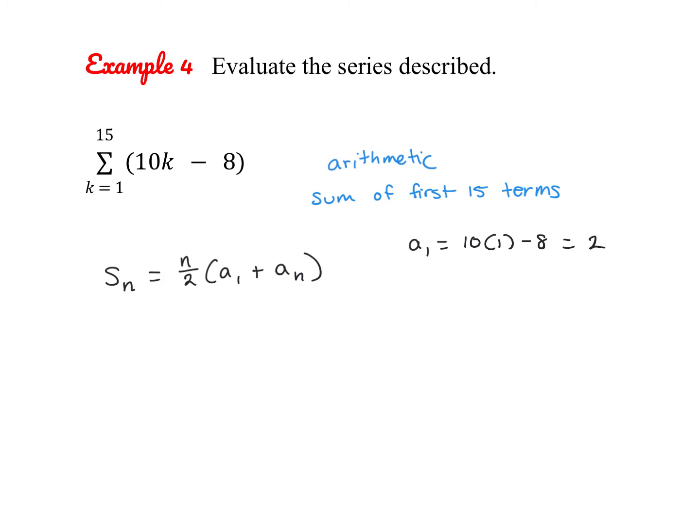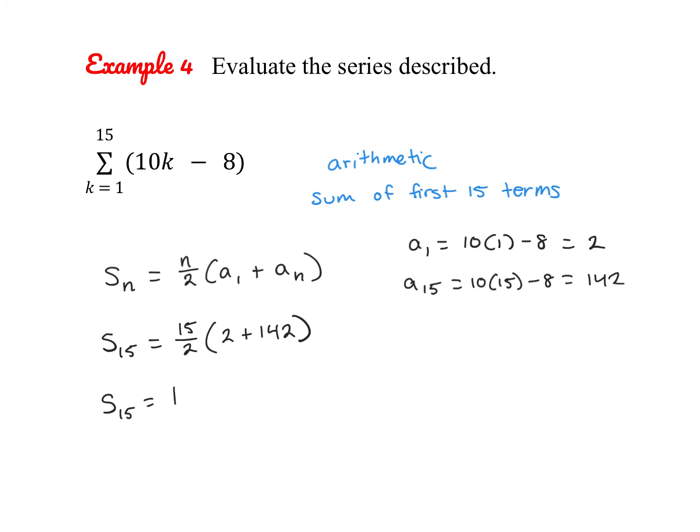And then we also need to find the 15th term, because that's our last term of our sum. So that equals 10 times 15 minus 8, which is 142. And now we can find the sum of the first 15 terms. So 15 over 2 times 2 plus 142. So the sum of the first 15 terms would be 1,080.